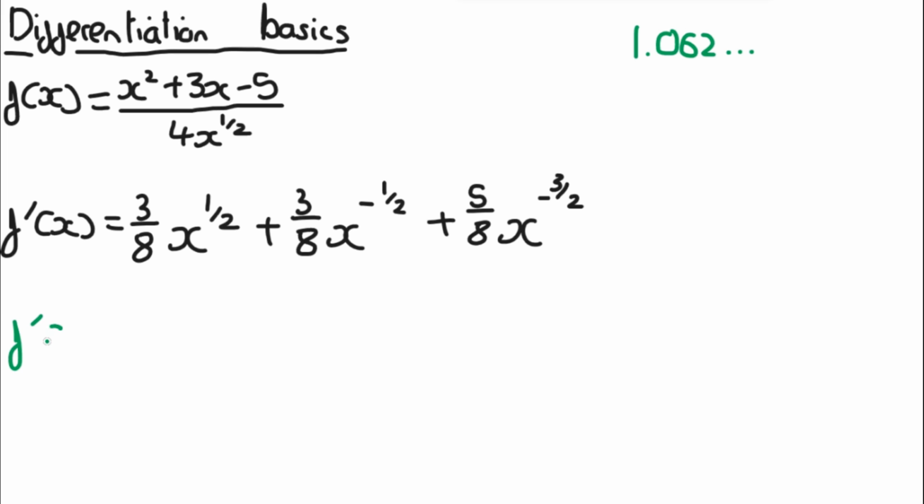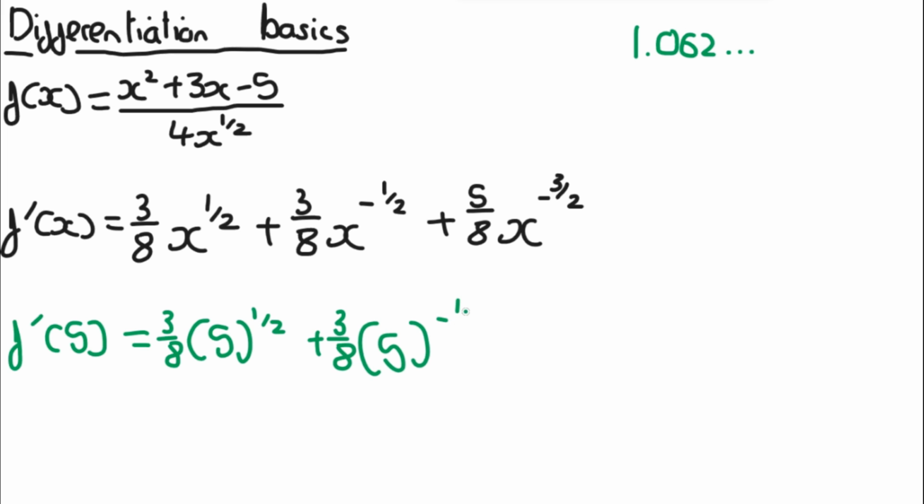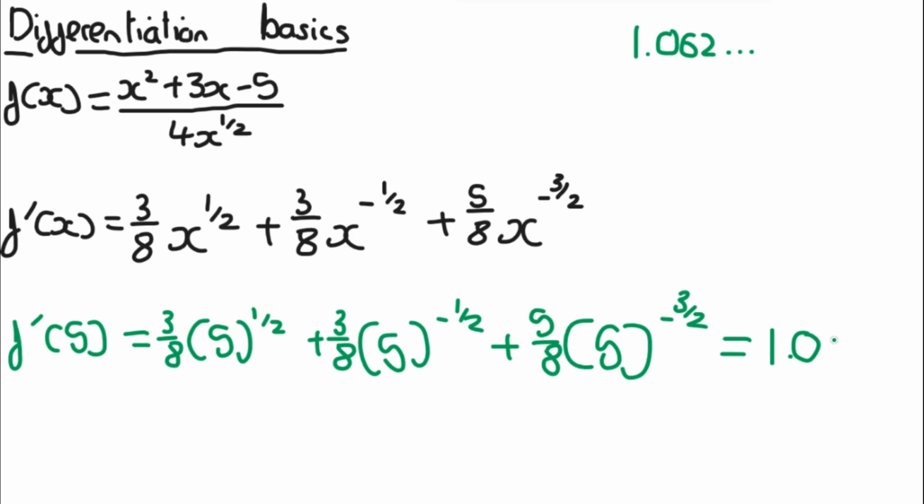So if we just sub in 5 for this here, this is equal to 3 over 8 to the 5 to the half, plus 3 over 8 to the 5 to the minus a half, plus 5 over 8 to the 5 to the minus 3 over 2. This should also give out 1.062 if we've got our answer correct, because the calculator is giving us the correct answer. We need to check if we've done it correctly using this, and if you put this into a calculator, it does give out the value of 1.062, etc. So this is a really good way to check if you've got your answer right, because the calculator can differentiate for you.